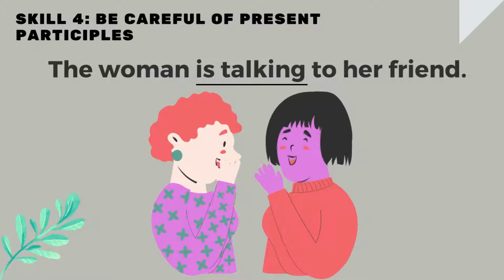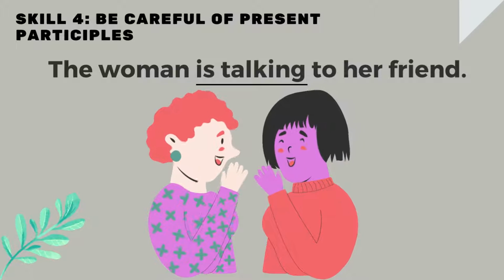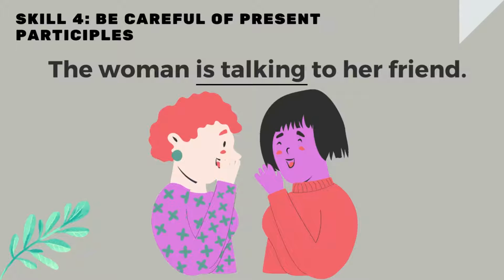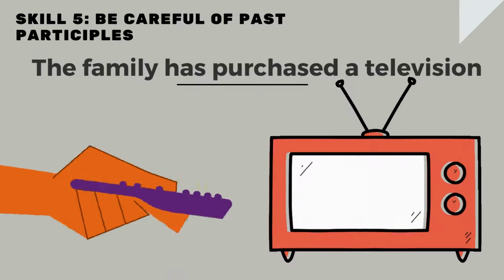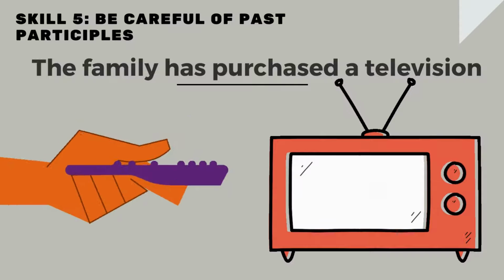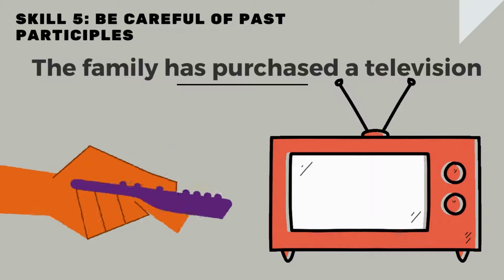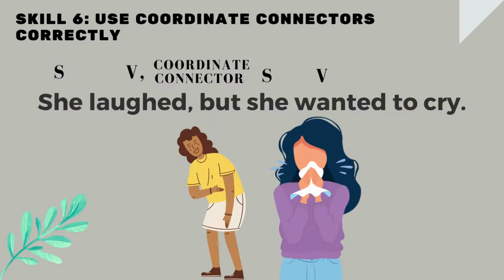Skill number 4. Be careful of present participles. For example, the woman is talking to her friend. Skill number 5. Be careful of past participles. For example, the family has purchased a television.